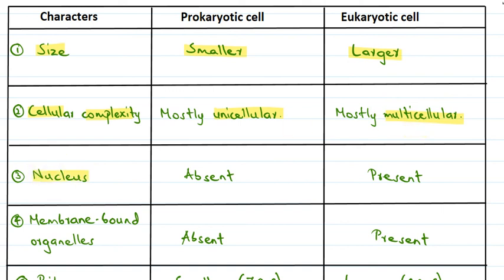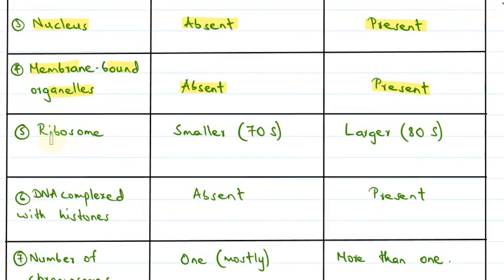Then we saw that nucleus was absent in case of prokaryotes and it was present in case of eukaryotic cells. Again, the membrane-bound organelles were also absent in prokaryotic cell, whereas they were present in eukaryotic cell. Then, ribosome in case of prokaryotic cell is smaller, which is of 70S type, whereas it is larger in case of eukaryotes, which is of 80S type. Then, DNA complexed or associated with histones. So this type of association is absent in prokaryotic cell, whereas it is present in eukaryotic cell.